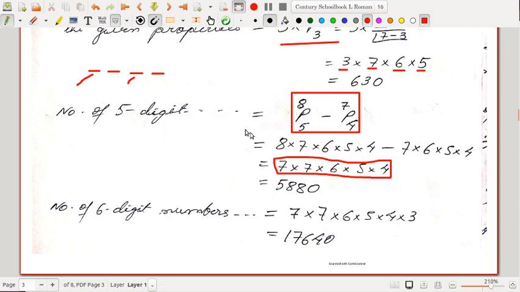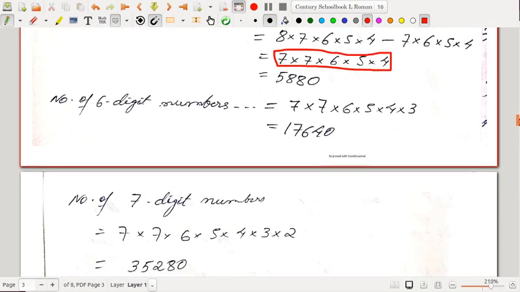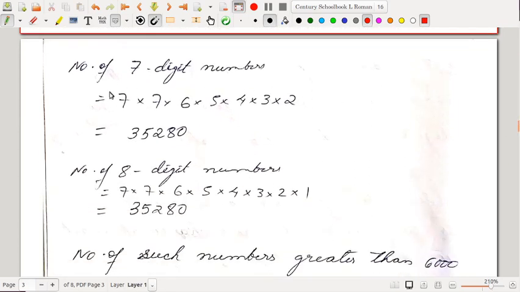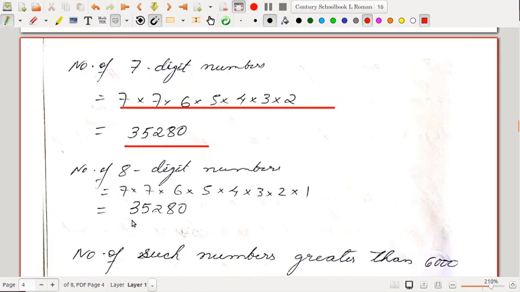So the total number of 5-digit numbers having the above properties is 5880. The number of 6-digit numbers having the same properties is 7 into 7 into 7 into 6 into 5 into 4 into 3. The number of 7-digit numbers having the same properties will be this into 2. The number of 8-digit numbers will be the same, just the last factor is 1.